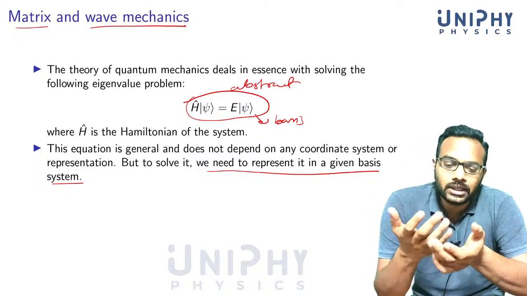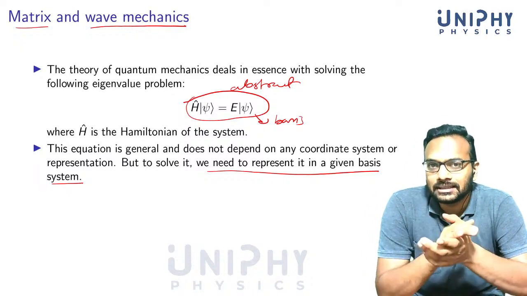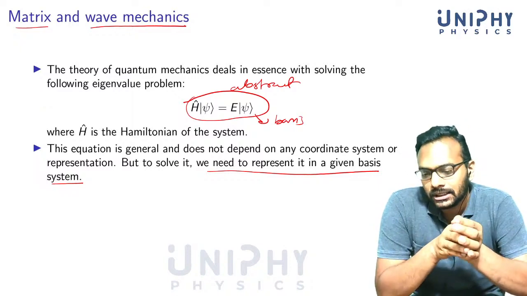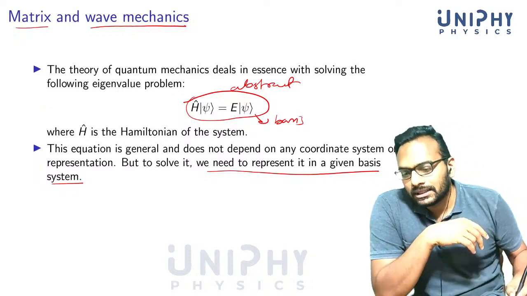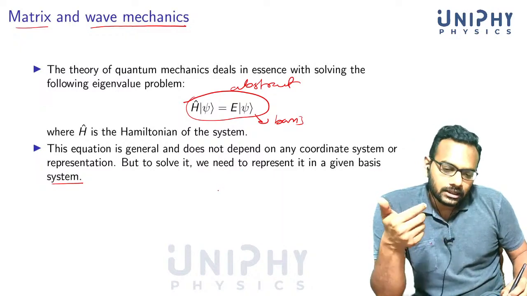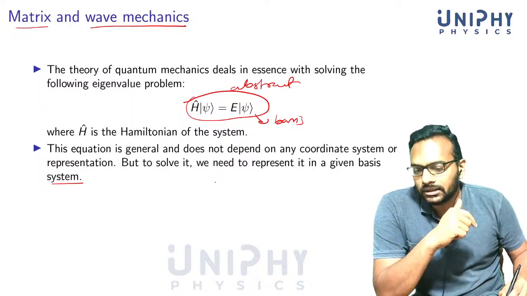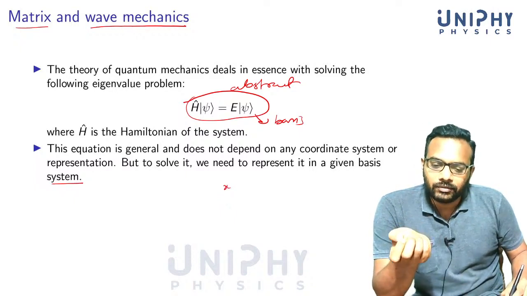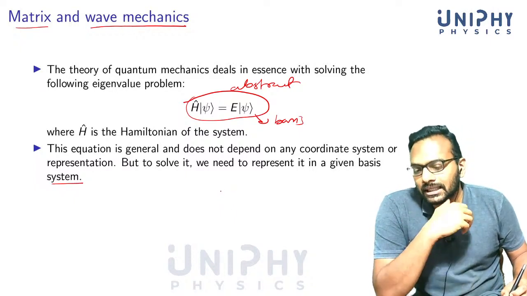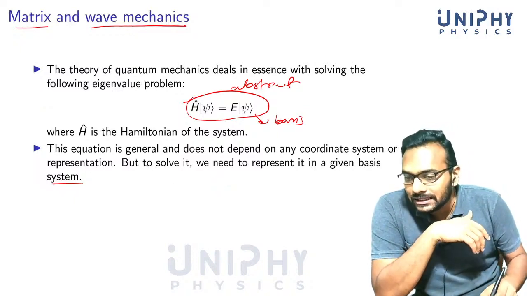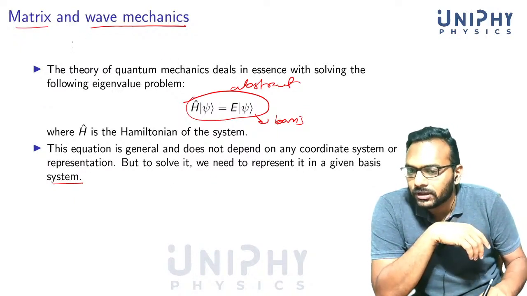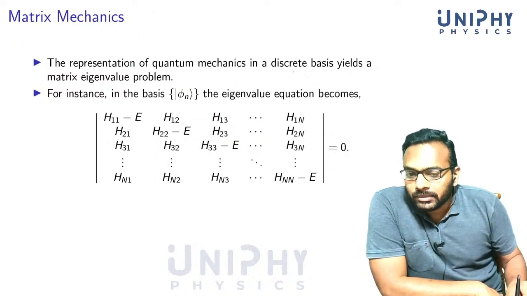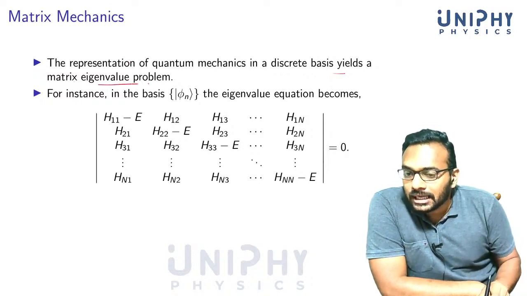Now there are two kinds of bases that you can use. You can use a discrete basis, meaning the eigenvalues are not continuous, just like phi 1, phi 2, phi 3, etc. Or you could use a continuous basis, where the eigenvalues are continuous. For example, position: eigenvalues are continuous because every possible value for x is a possible position. If you use a discrete basis, then we have got matrix mechanics. The representation of quantum mechanics in a discrete basis yields a matrix eigenvalue problem.